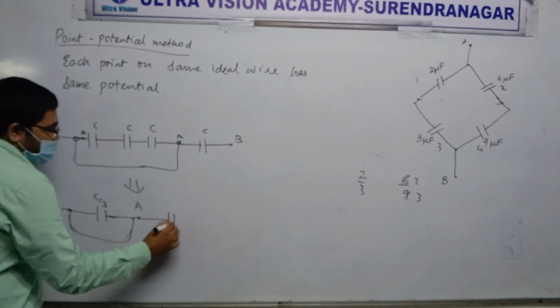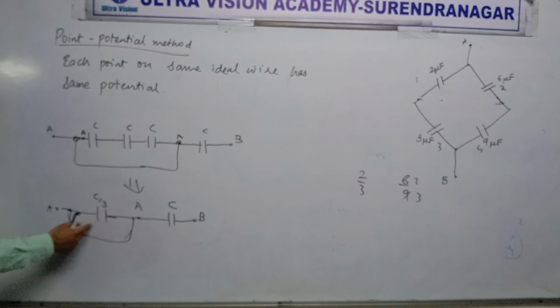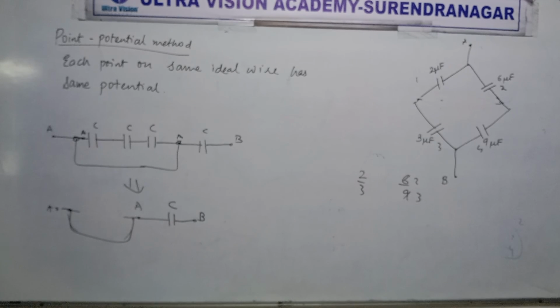So what's the use of this capacitor? Nothing, because the voltage is 0. The point above and the point below have the same potential, so this capacitor becomes useless because it will not store any charge. Make sense? The equivalent capacitance is C. So many capacitors were given, but the equivalent capacitance is just C.